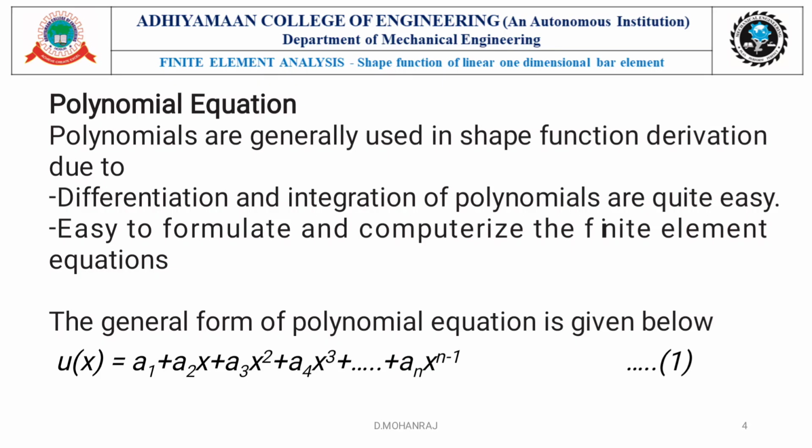And in the case of the quadratic one-dimensional bar element shape function, we have to go for the quadratic polynomial equation, that is up to the third term, a3x squared. Up to that we need to select the polynomial equation to derive the shape function. And if it is cubic, we need to select the cubic polynomial equation, which is up to a4x cubed.